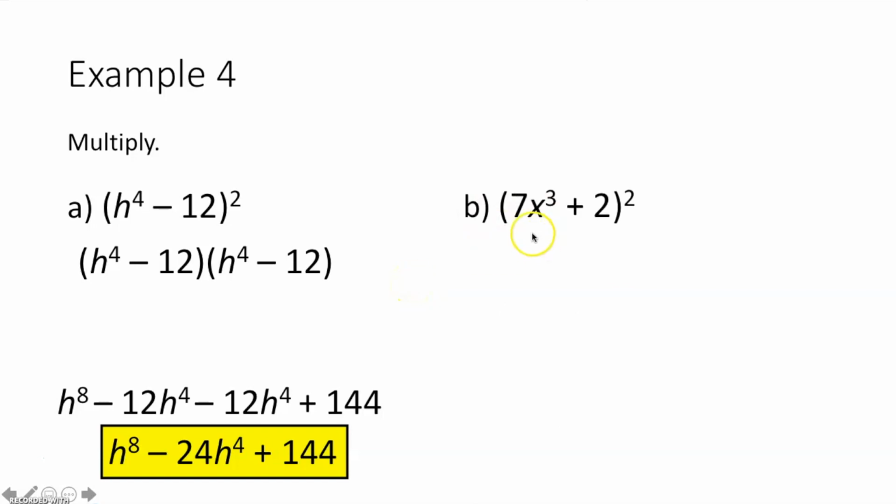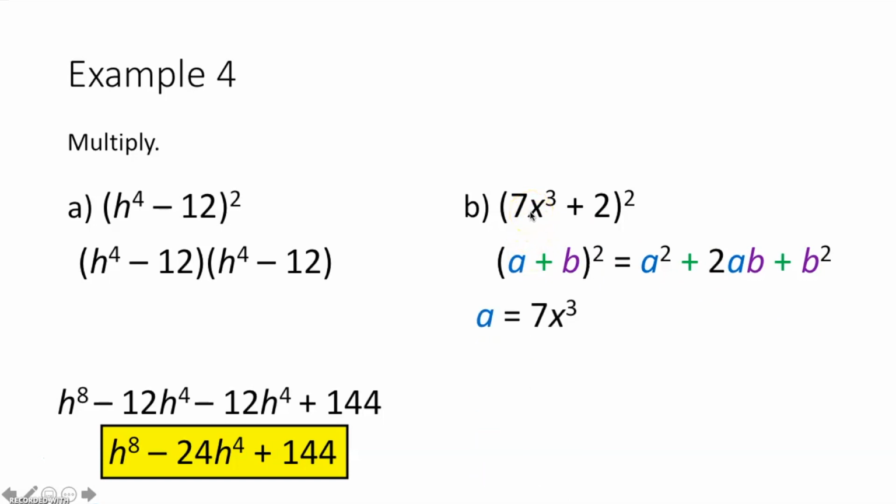For part B, we have 7x to the 3rd plus 2, the quantity being squared. Again, since we have a binomial squared, it's going to create a perfect square trinomial. So we use the sum formula for this one. That means our middle term is going to be positive. Now what we do is figure out what our a value is. It's going to be 7x to the 3rd. What's our b value? 2. So we're going to plug in 7x to the 3rd anywhere you see an a, and a 2 anywhere you see a b.